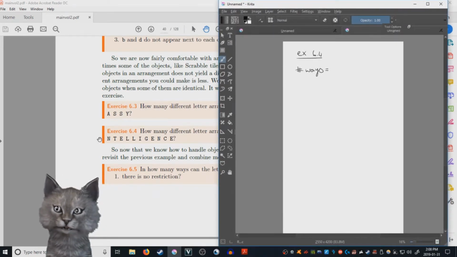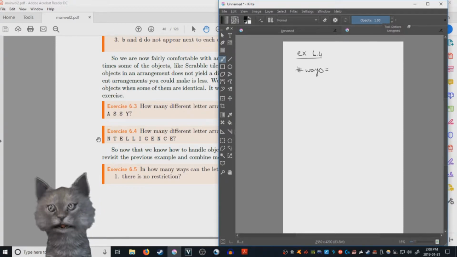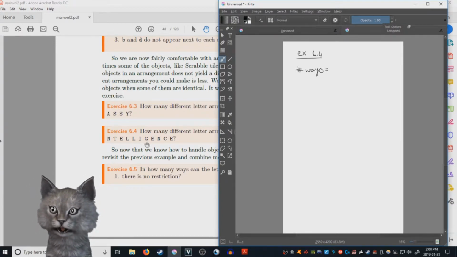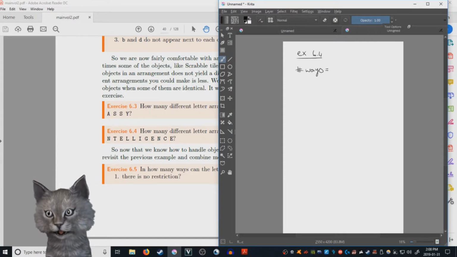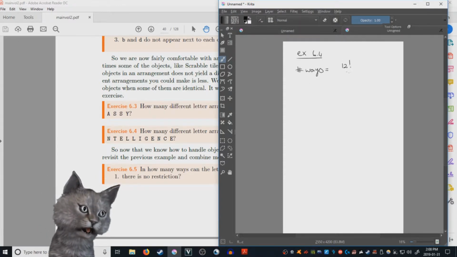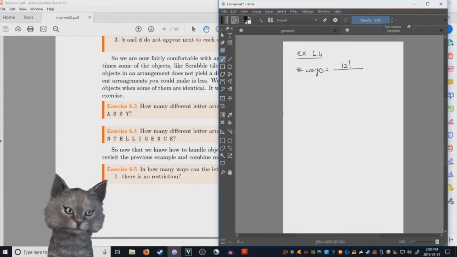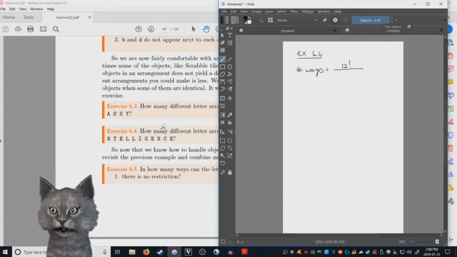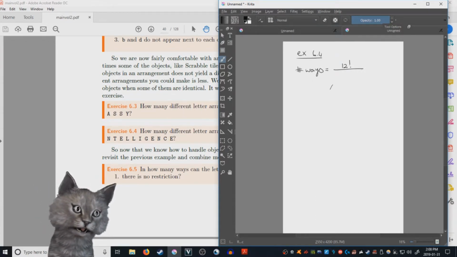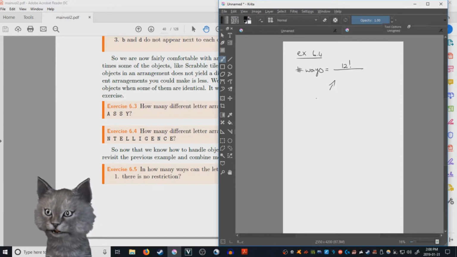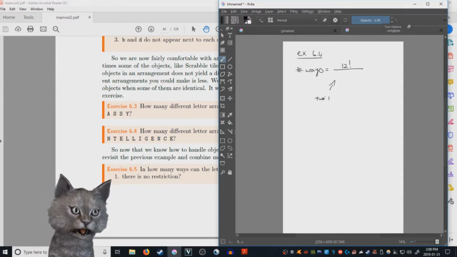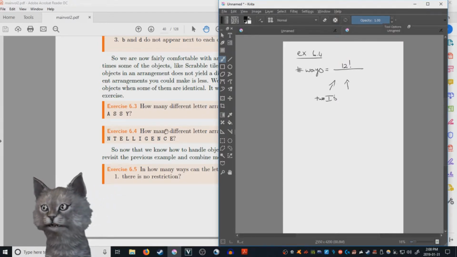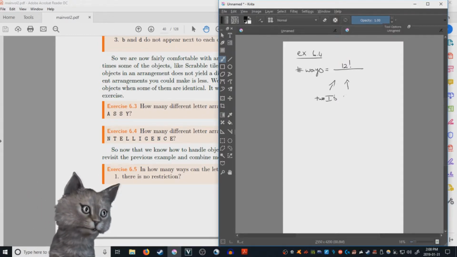The number of ways to arrange this is going to be, remember we have the I here. How many letters are there? I, 1, 2, 3, 4, 5, 6, 7, 8, 9, 10, 11, 12. There are 12 in total. Now which ones are identical? We have 2 I's. We have 2 N's.